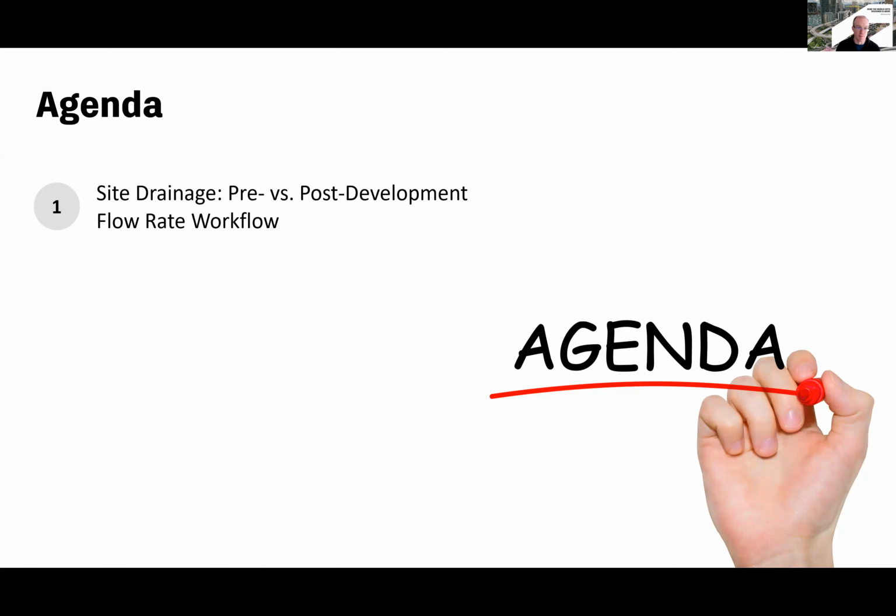That's a huge topic, and essentially we are trying to sort out where we start with it. We have some thoughts on specifically where we want to start, and we were hoping to get your feedback on this topic today. This is all about pre versus post development flow rate and what that workflow looks like.